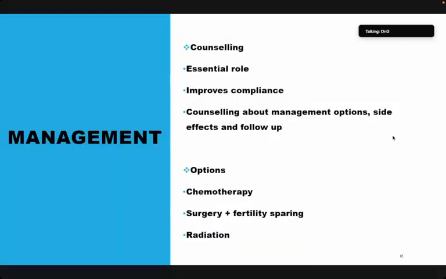Now, in terms of management, counseling plays a very essential role. It's important because it encourages compliance and also follow up. So the options that you have: chemo is your mainstay, but you may still do surgery in selected cases, and you also need to consider fertility sparing in fertility desiring patients, and there is some role for radiation.